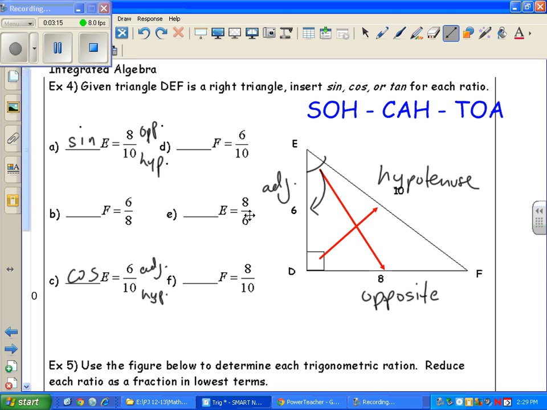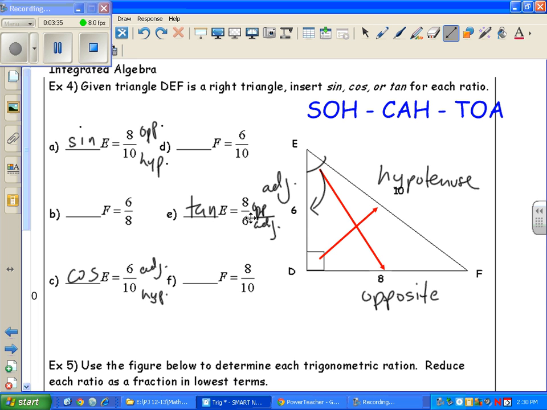And then for E, we have a ratio of 8 to 6. And if I go to angle E, I see 8 is opposite, and 6 is adjacent. So we're comparing opposite over adjacent, and that's the tangent ratio, TOA. And the abbreviation for tangent is TAN.